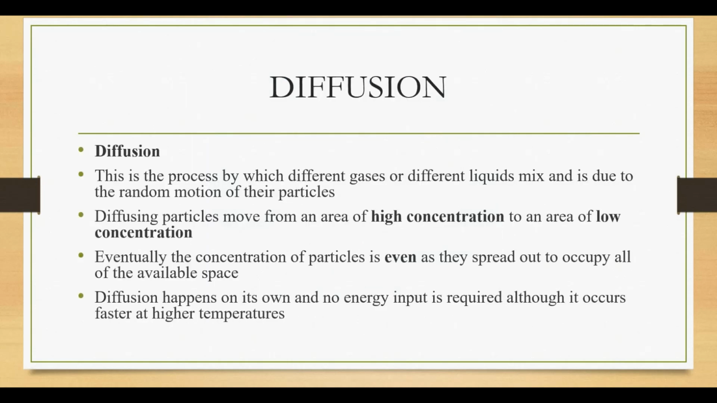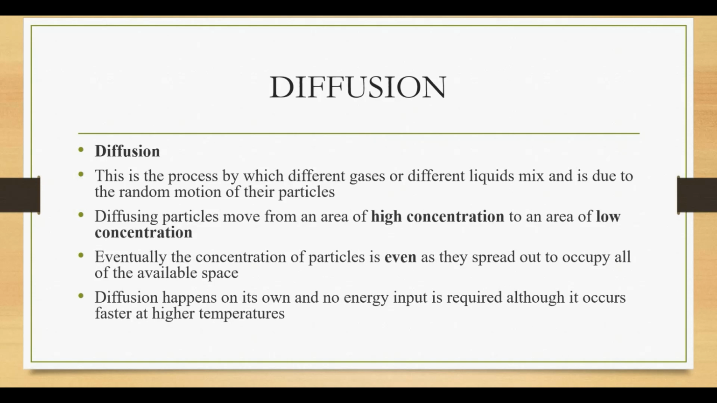Moving on to diffusion. Diffusion is the process by which different gases or different liquids mix, and it is due to the random motion of their particles. What happens to diffusing particles? Diffusing particles move from an area of high concentration to an area of low concentration. Eventually, the concentration of particles is even as they spread out to occupy all of the available space. Diffusion happens on its own and no energy input is required, although it occurs faster at higher temperatures.